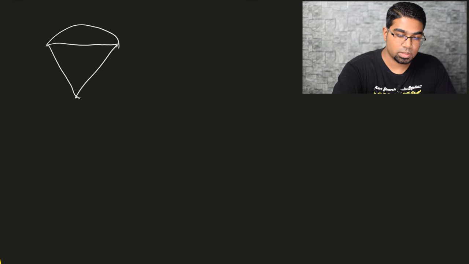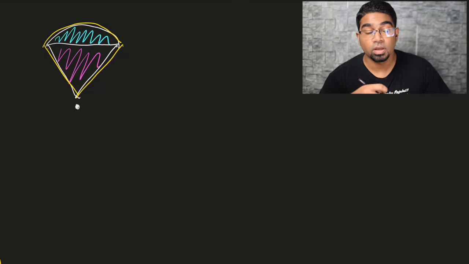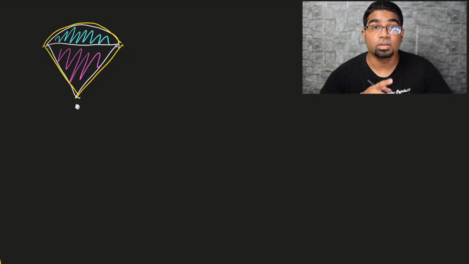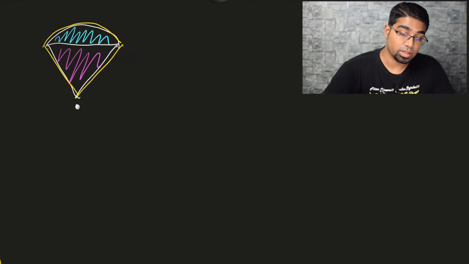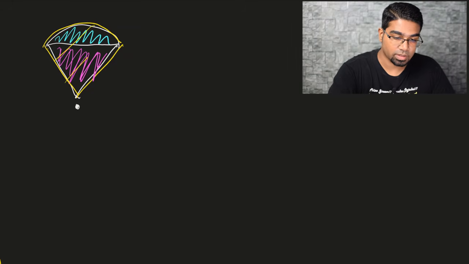Alright, so let's break this sector down. First, we have the segment, and then we have our triangle. And the whole thing, of course, is a sector. Now, there's no formula to directly find the area of the segment, but we can find the area of the segment by subtracting the area of the triangle, this triangle here, from the area of the sector, which is the whole thing. Whole thing is the sector.